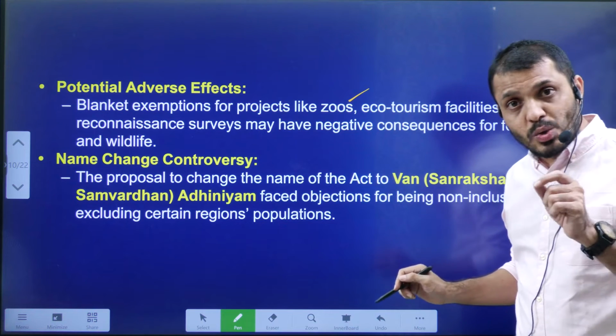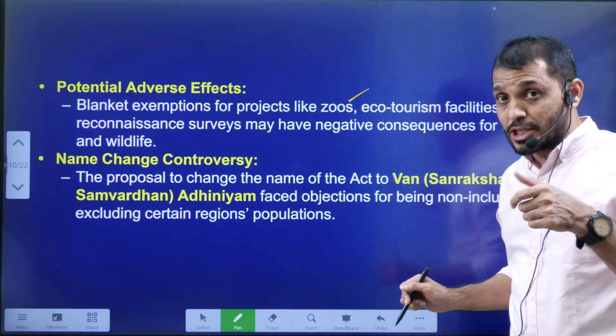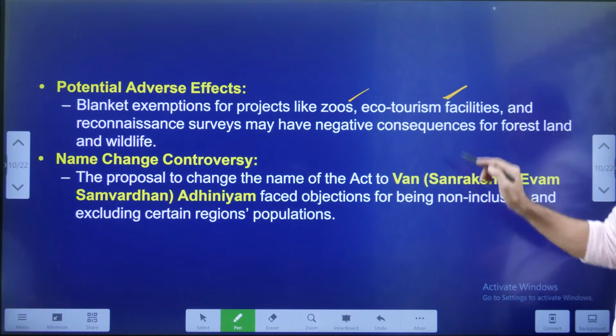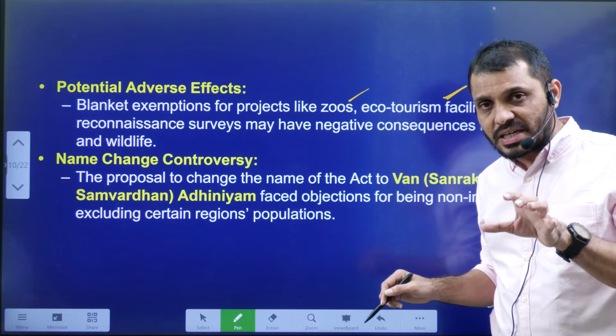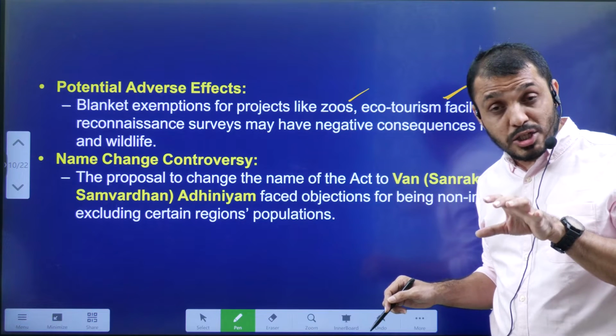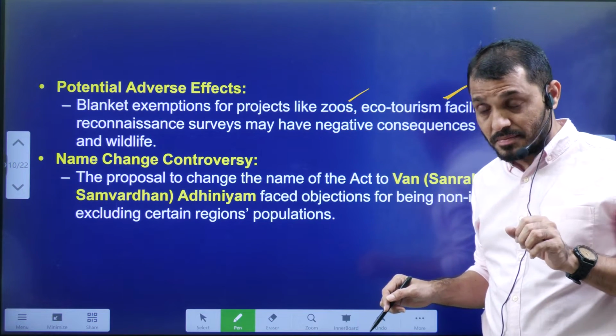Next, what are some of the adverse effects? This amendment is also allowing activities like zoos and ecotourism, and it is also allowing surveys. These kinds of activities are also allowed, and it is diluting the forest ecosystem.